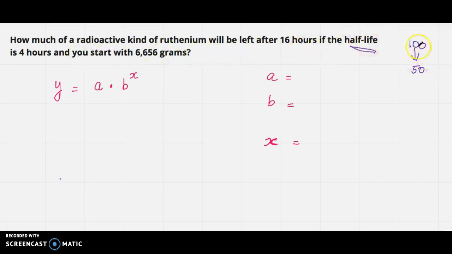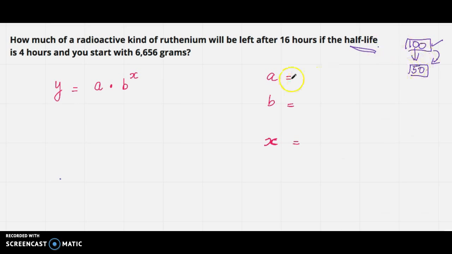So here the number is decreasing. This is not an increase. If you originally began with 100, half-life just means how much time does it take for it to become half the size. 100 becoming 50, how much time is that? That's half-life. So this is clearly not a problem where it's increasing, it's decreasing.